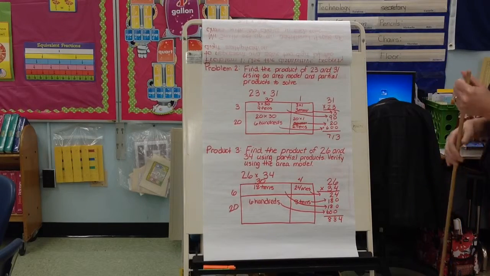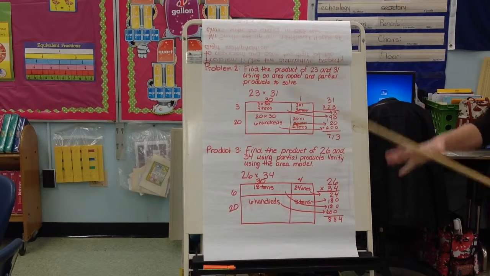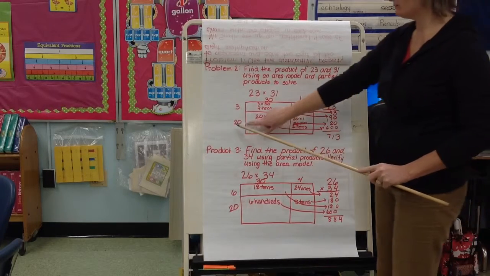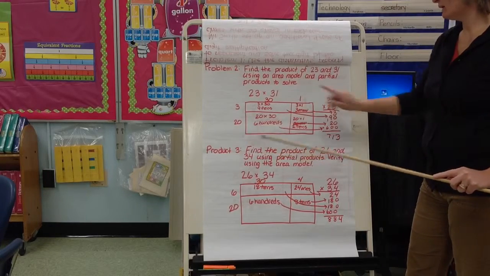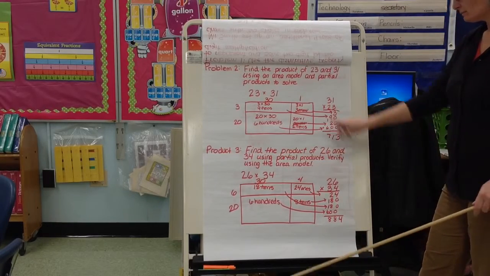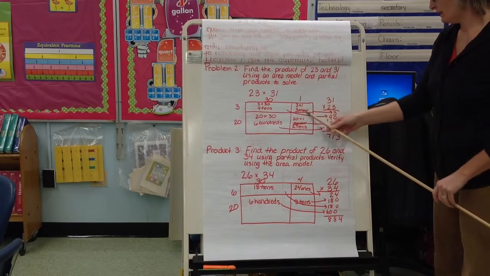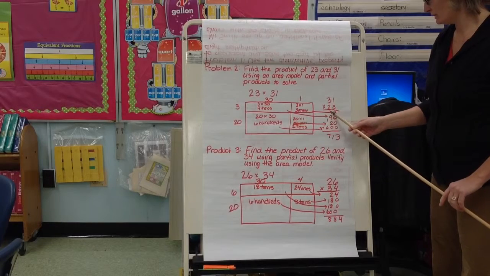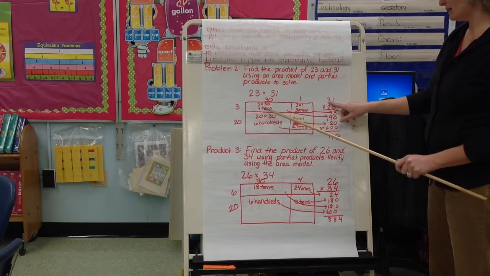Okay, we're going to find the product of 23 and 31. We're going to use the area model and partial products to solve. This is where the order is going to matter. So I broke up, I have 23 over here, 20 and 3, and I have 30 and 1. And we're going to start by multiplying in the ones, right here. 3 times 1, here's 3 times 1. 3 times 1 is 3, that goes right here. Next, we're going to multiply 3 times 30.